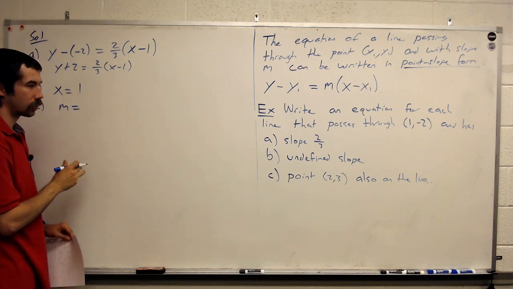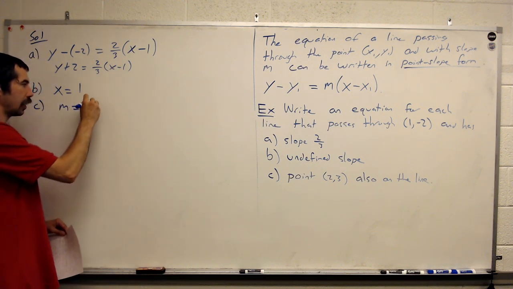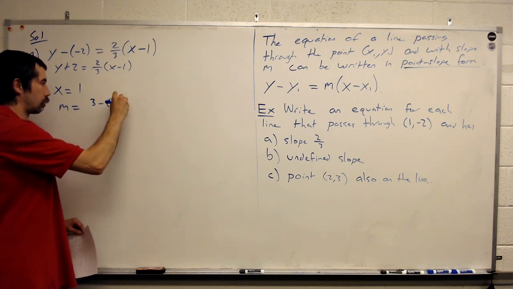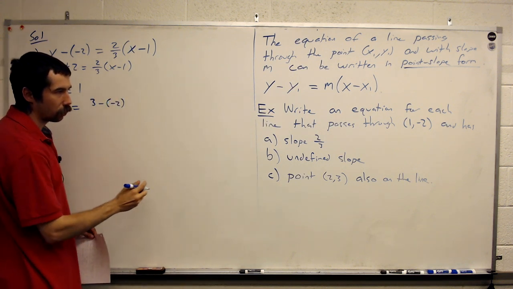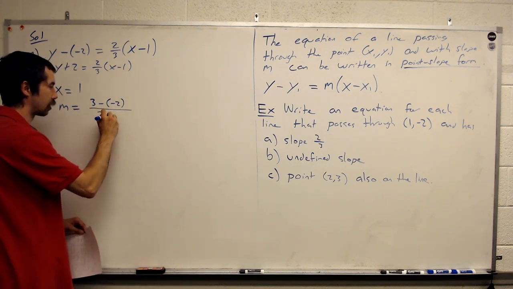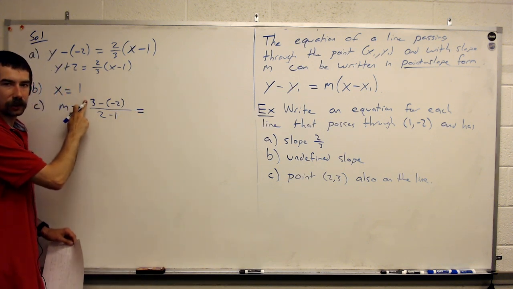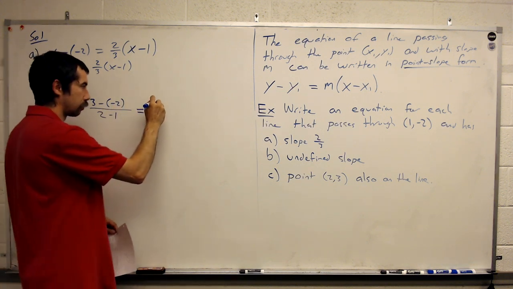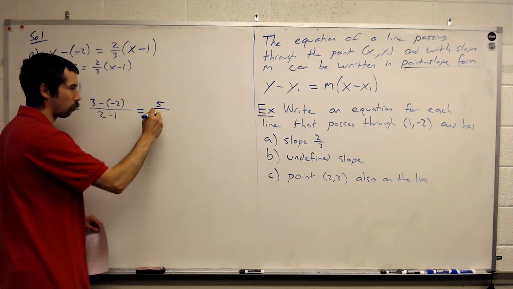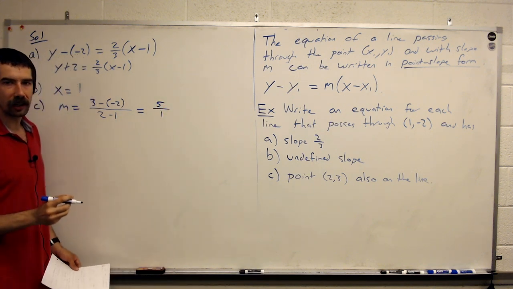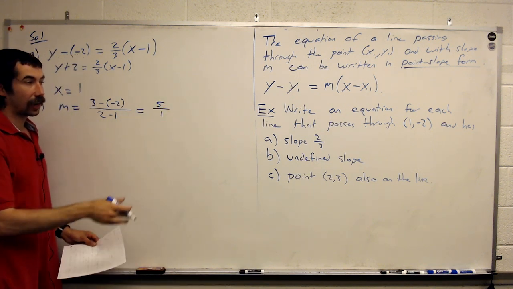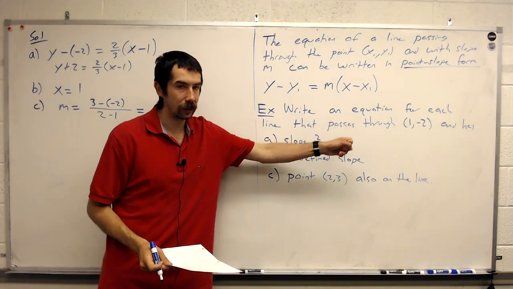All right, so how do we get the slope? It's the change in y, so 3 minus negative 2, over the change in x. 3 minus negative 2 is 5, and 2 minus 1 is 1. All right, so the slope of our line is 5, and it contains both of these points.